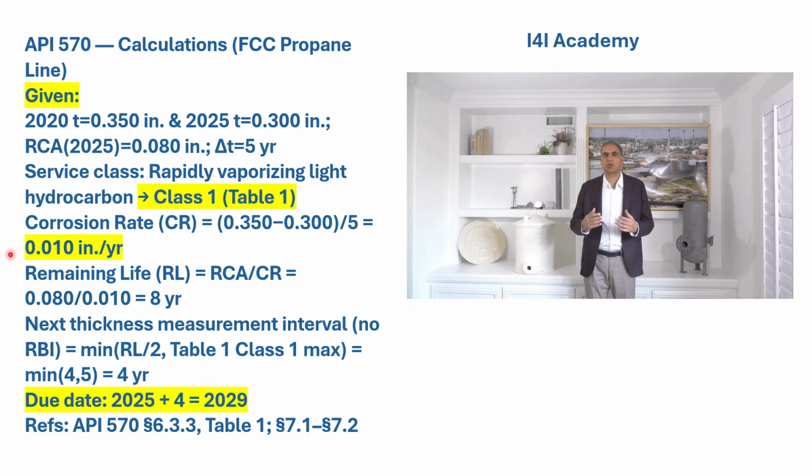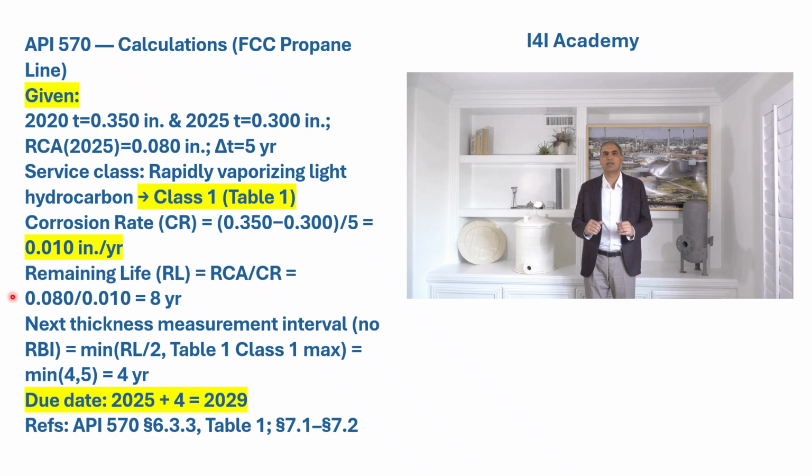Next, let's convert the remaining corrosion allowance into remaining life. API 570 defines remaining life as actual thickness minus required thickness divided by corrosion rate. But our inspection record already provides that numerator directly as the remaining corrosion allowance. So we can use the clean form. Remaining life equals RCA divided by CR. That's RL equals 0.080 inches divided by 0.010 inches per year, which gives 8 years of remaining life based on the 2025 condition.